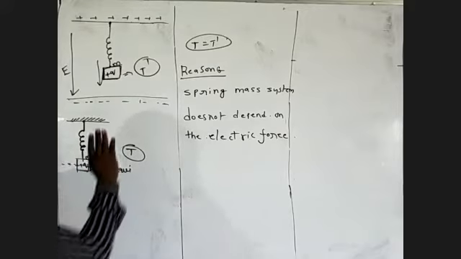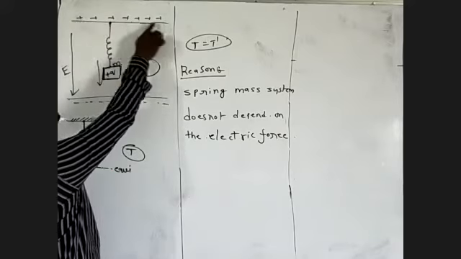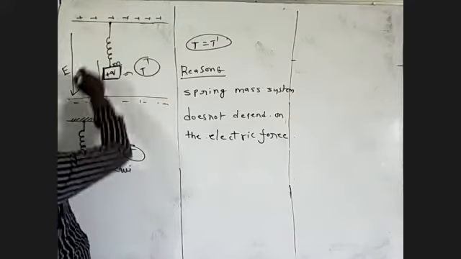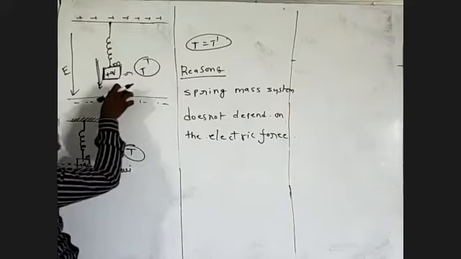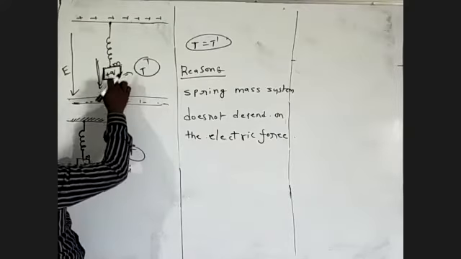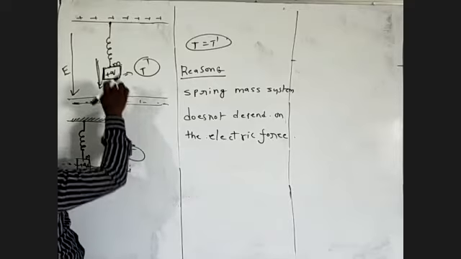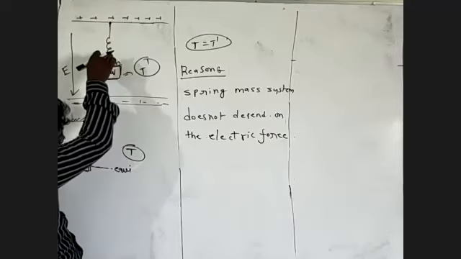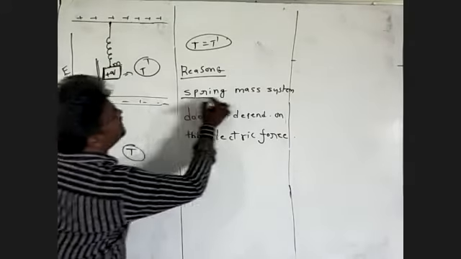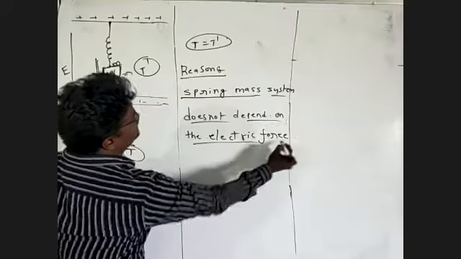Now, what will happen in this situation? This positive plate will repel the positive charge in the downward direction, so the system moves downward. Then, with a negative charge, what will happen? The negative plate will attract the positive charge, again in the downward direction.